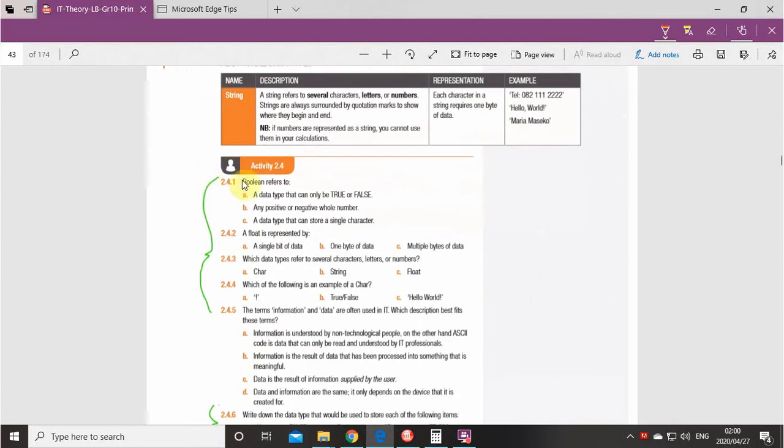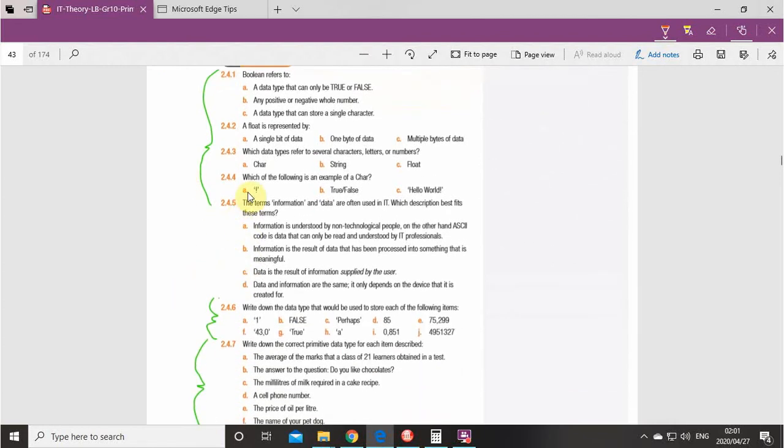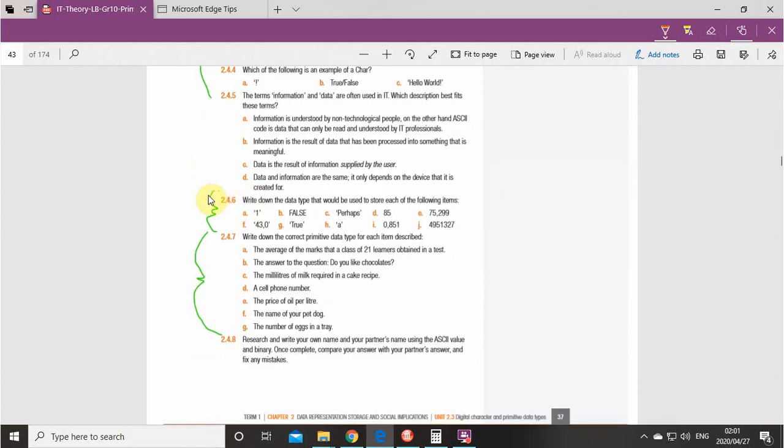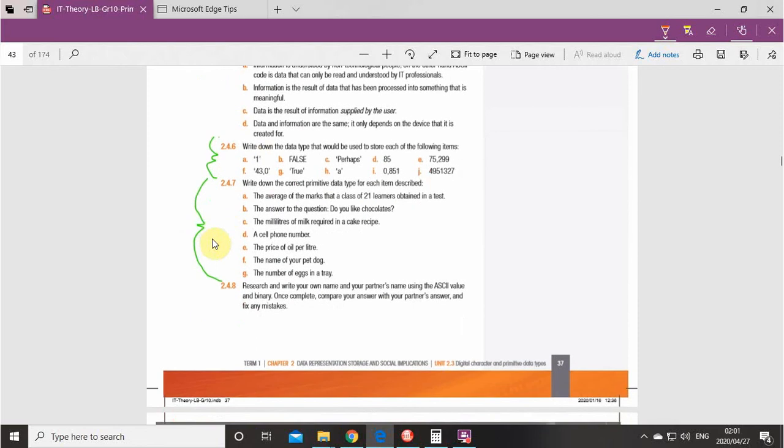Okay, and then just lastly, activity 2.4. 2.4.1 all the way to 2.4.5, it's just a multiple choice question basically. And then 2.4.6 all of the questions, and 2.4.7 all of the questions.